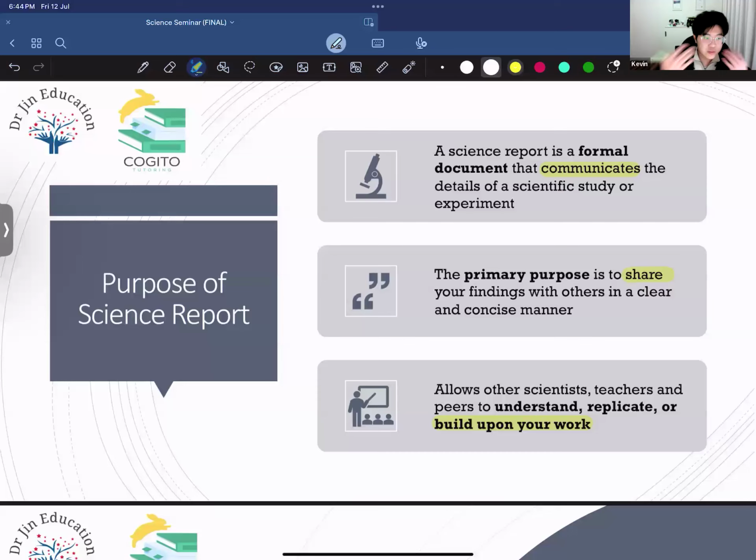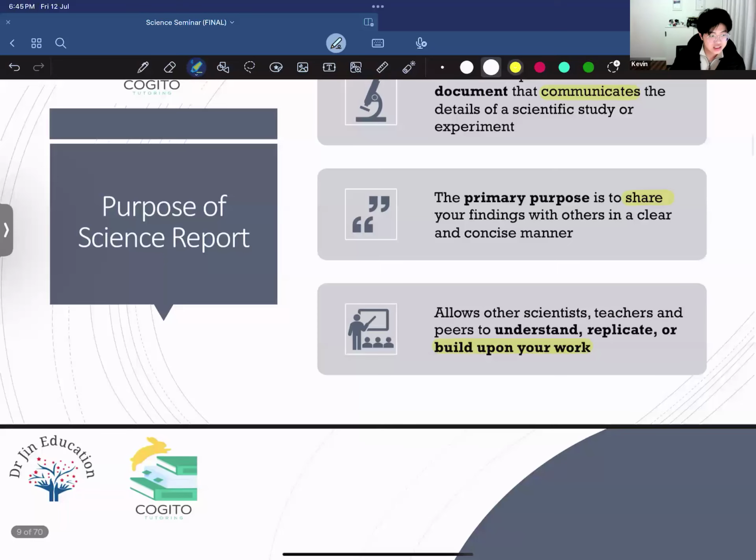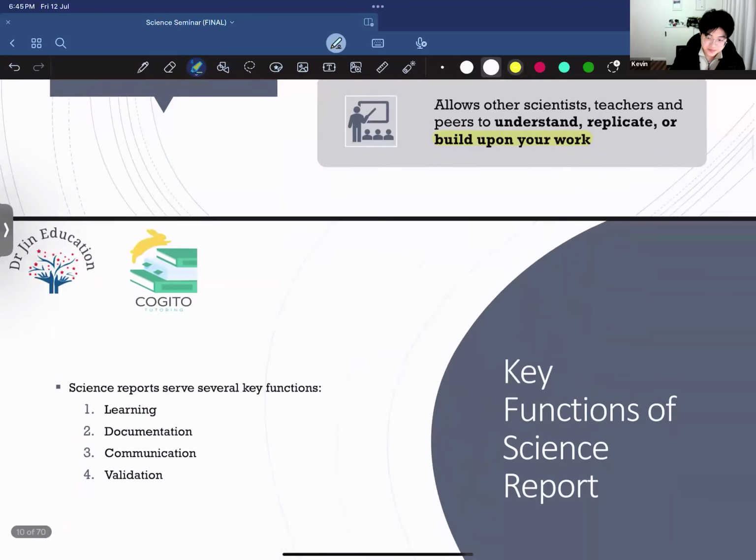Oftentimes when you do an experiment, it may make a small advancement. It may not answer the whole question, okay? But what this science report allows is, even though you made a small improvement, you write it down, you communicate it to someone else, and they can use your work to make another small advancement, all right? And that's how the scientific community can actually get more done, all right? You share knowledge and you build upon others' works, okay? So that's why the scientific report is very important.